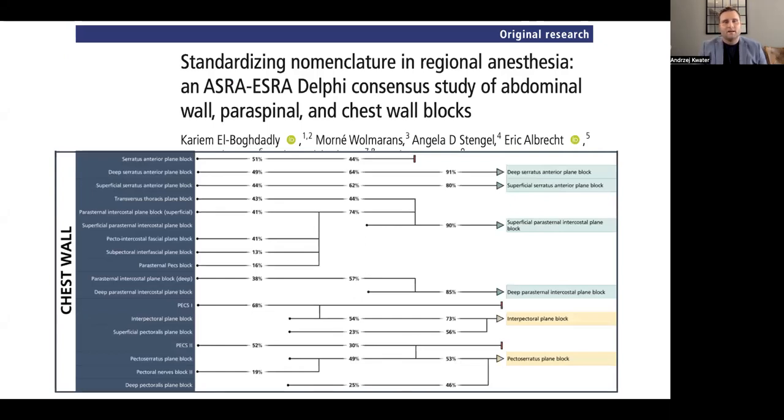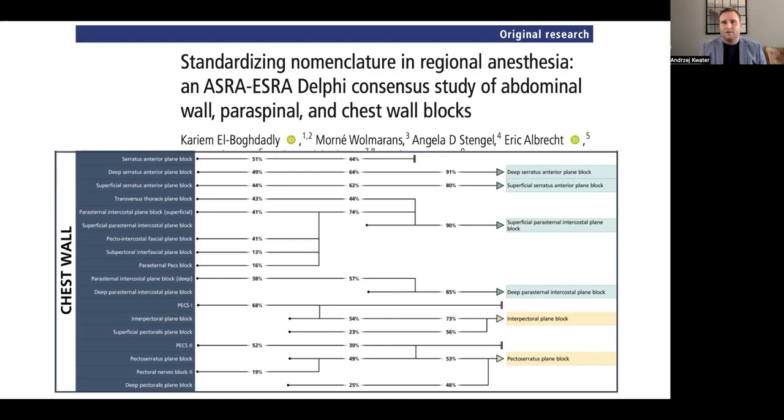Again, to reiterate, recently in 2021, there was an international group of experts from our field in regional anesthesia. These individuals reached a consensus on standardizing nomenclature for various blocks, and here are some of the ones related to chest wall or thoracic wall blocks. On the right-hand side, you'll see the agreed nomenclature, and there's a big push for us to use this nomenclature, whether it be in journal articles or in the clinical setting, so that we can continue to establish consistency.